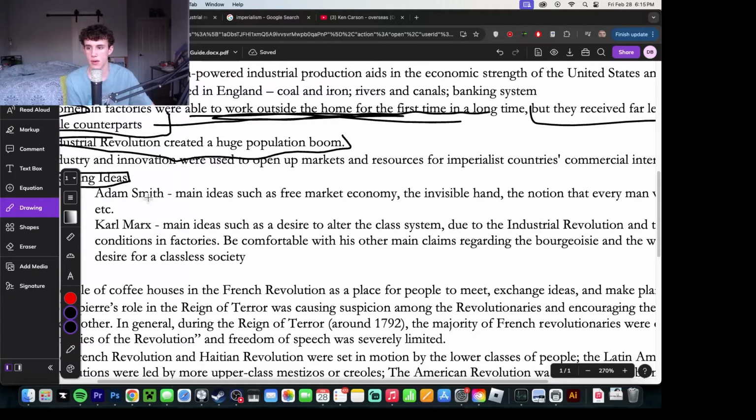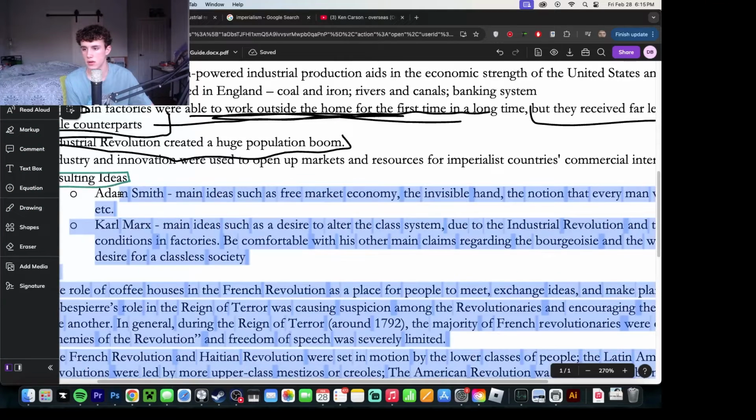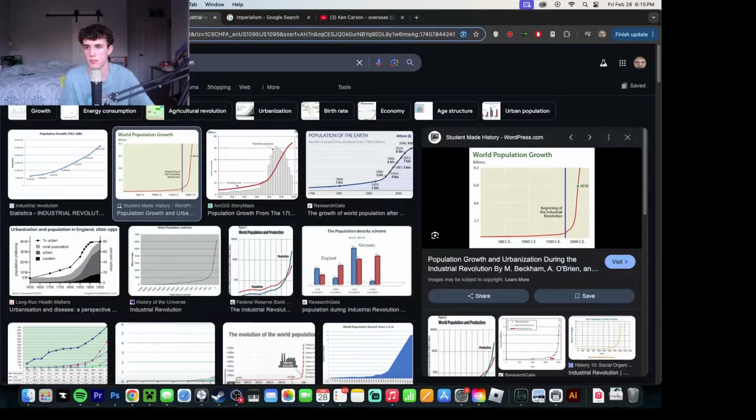Adam Smith. So Adam Smith, I wonder if I can pull up a picture of him. I kind of want to show you what he looks like. I guess I'll just search him up because he's got a basic name.